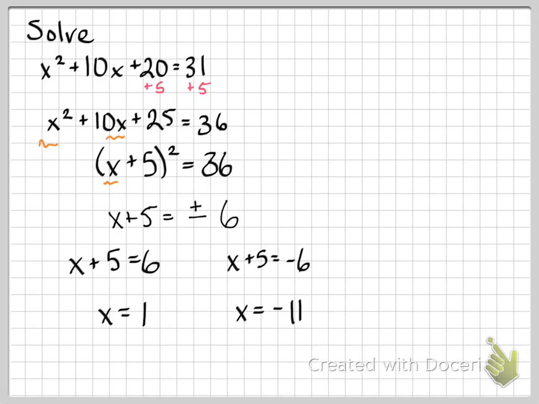So this process of completing the square happened up here, where I added 5 to both sides to give myself a perfect square on the left side. From then on, it was just a matter of solving like normal.